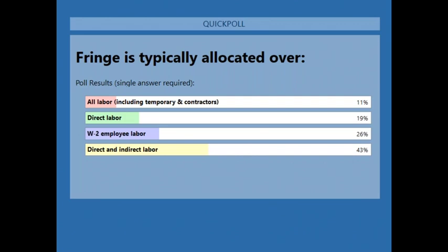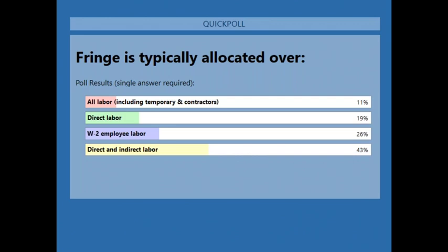Yeah, so again, a couple of things here. The word typically is kind of key. I said that typically fringe is allocated over all W-2 labor. I did put a trick answer in there, saying all labor, but I even hinted at you including temporary employees and contractors. And remember, we made clear that we would never allocate fringe over temporary employees and subcontractors. So that would have been a clue.